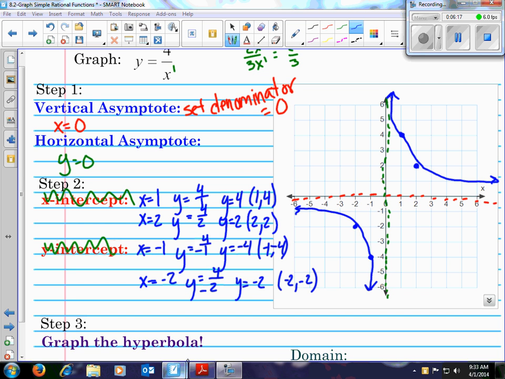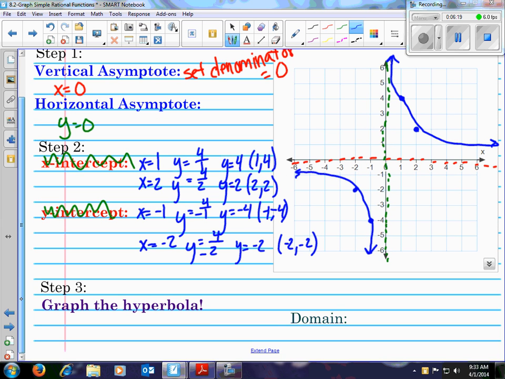Now the last thing I'm going to look at is my domain. In my domain, it's just going to be all of my x values. And since I have a vertical asymptote at x equals 0, then it's going to be all real numbers except x cannot equal 0.